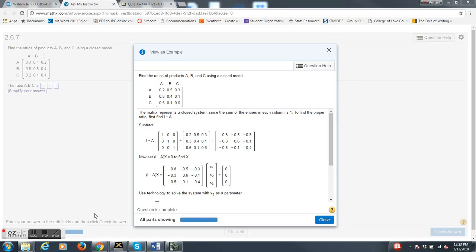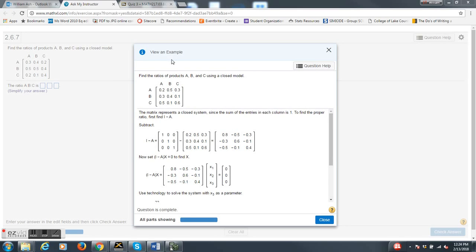Admittedly, I'm not entirely sure how to do this ratio of products using a closed model thing and what exactly you're doing, so a lot of the explanation I can't really help, but I can tell you this. I know how to follow all this on my calculator, at least how to get the answer.